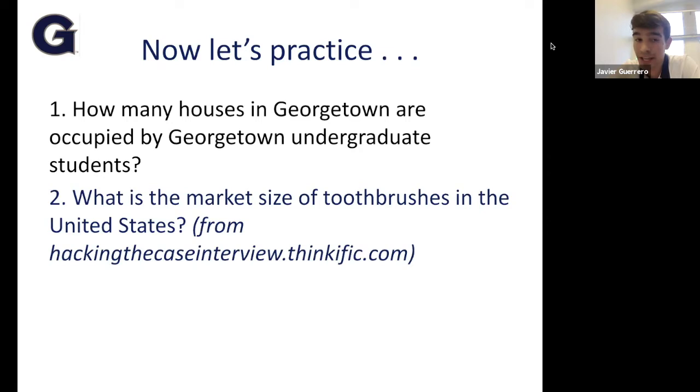And just like in any case interview, there are multiple ways of getting to the answer. So your strategy might be different from someone else's. So kicking it off, are there any initial assumptions that folks think we should be making to try to answer this case?